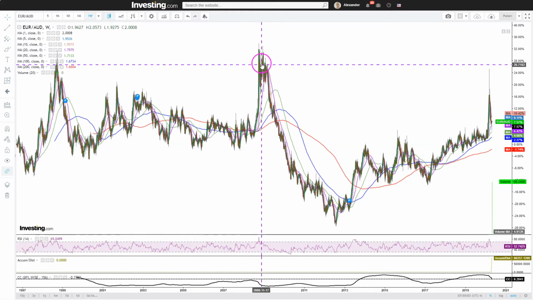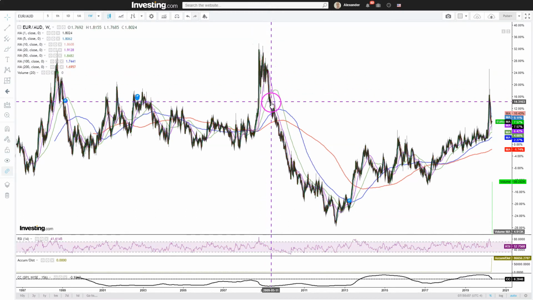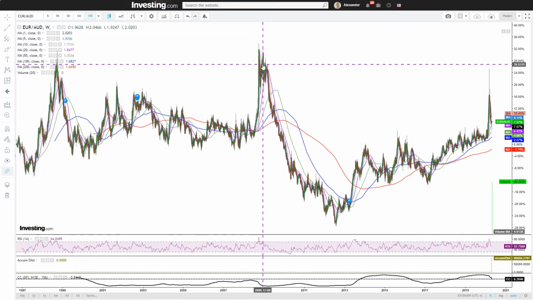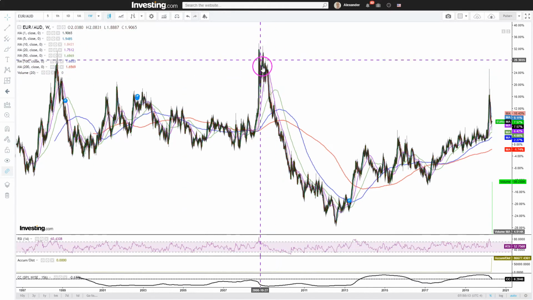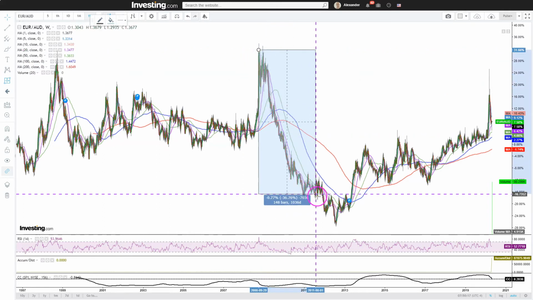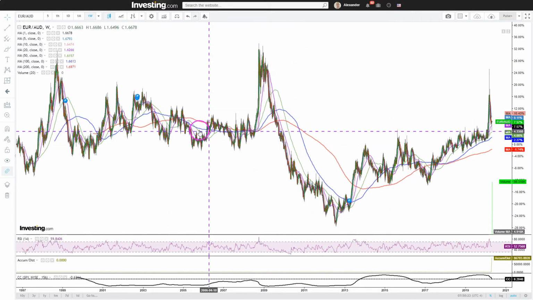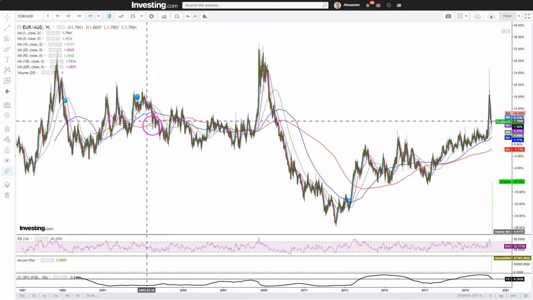But then something very interesting happens. When that bear market ended, you can see here that the euro actually weakened very dramatically. From this high to this low here, that's a whopping minus 44%. That's a very interesting observation.